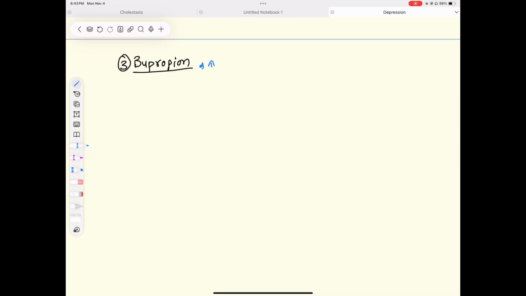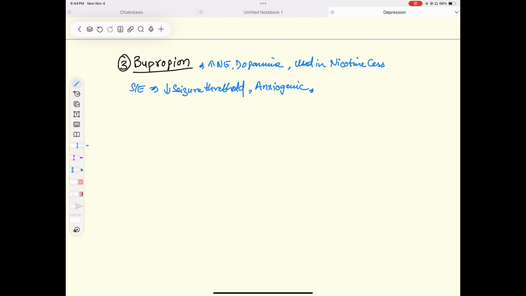Another drug that is used is bupropion. Its mechanism is by increasing norepinephrine and dopamine levels. It is also used in nicotine cessation. The side effects include decreased seizure threshold, insomnia, and it is also anxiogenic, that is, it causes anxiety.